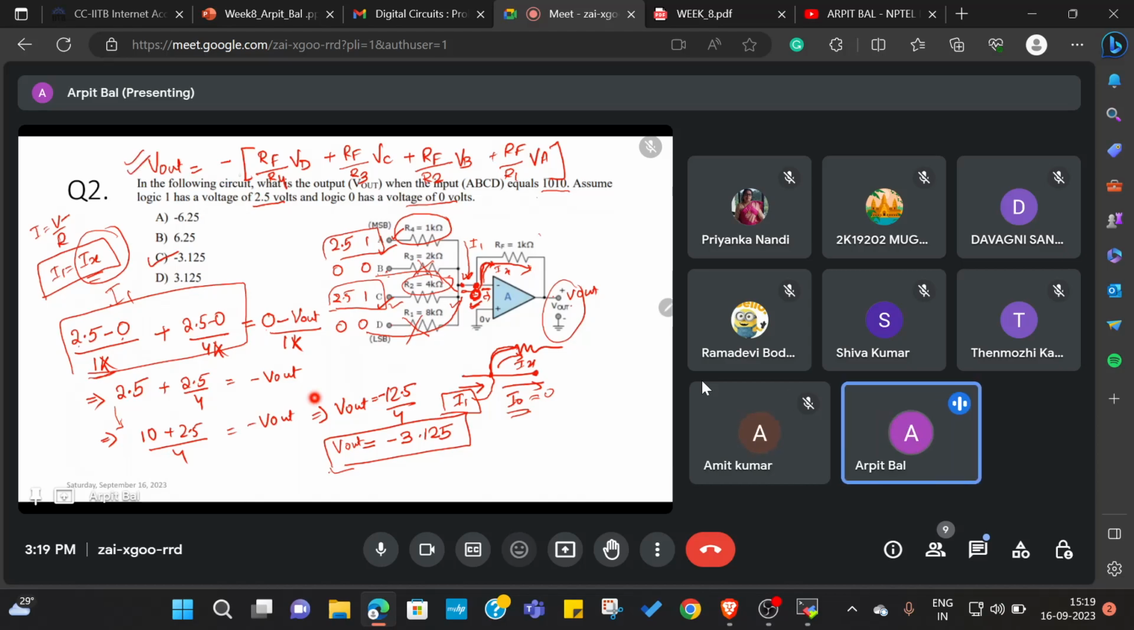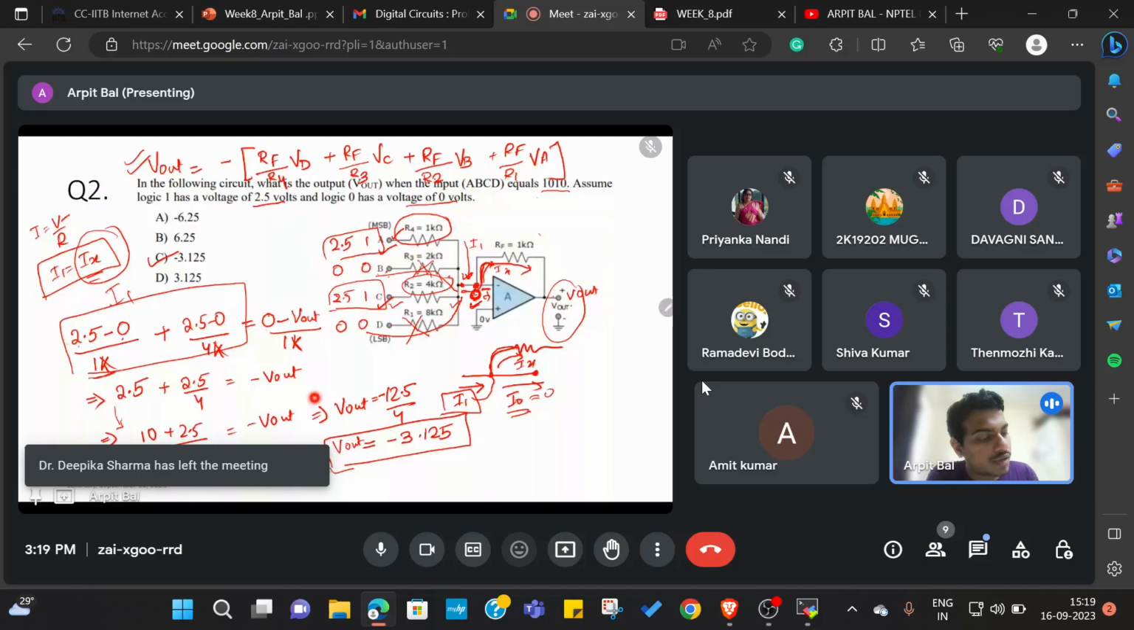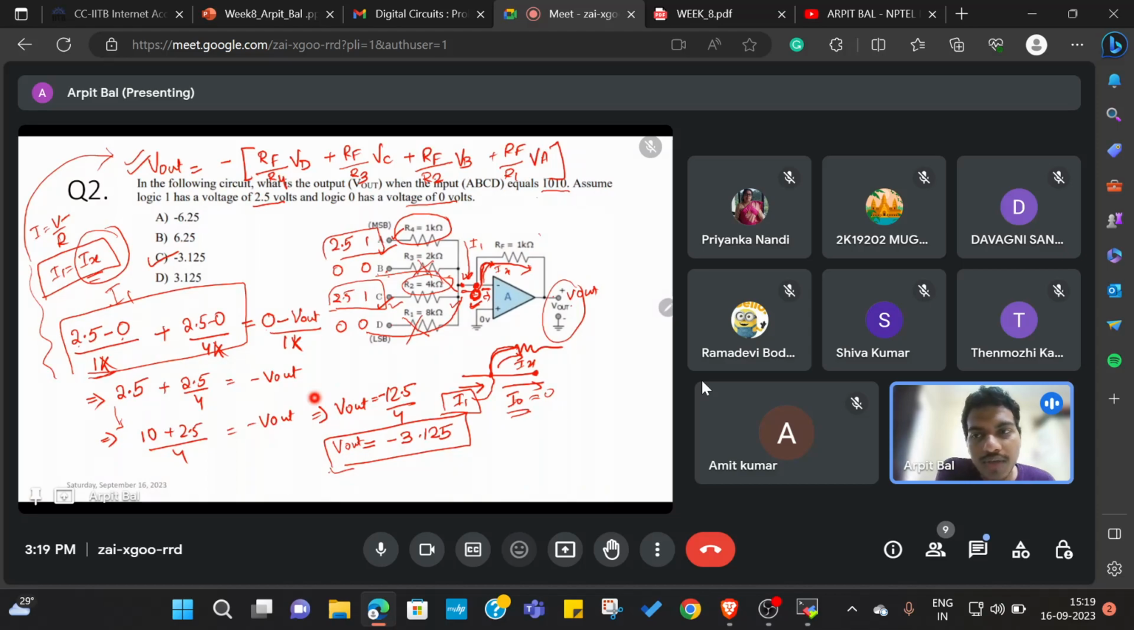But how does this formula come? It comes from these equations itself. You can directly use this formula and compute the value of Vout. You will observe that the value is the same. I hope this question is clear, and the logic of how we arrived at this solution is also clear. Yeah. Okay.